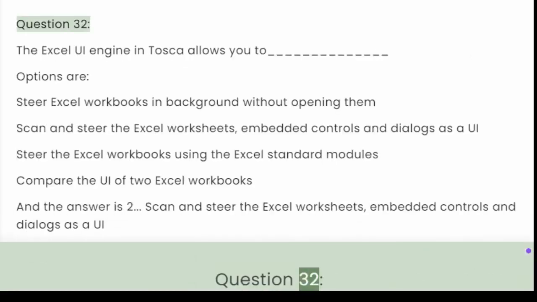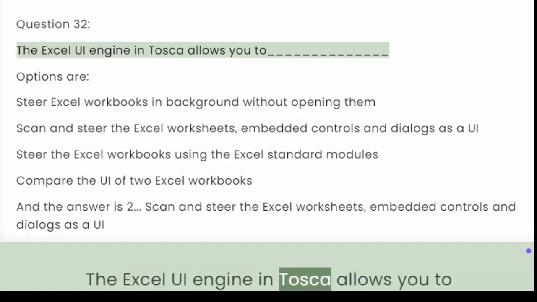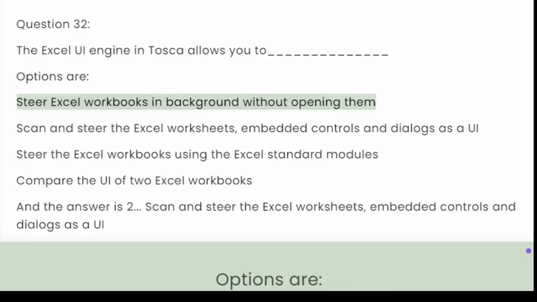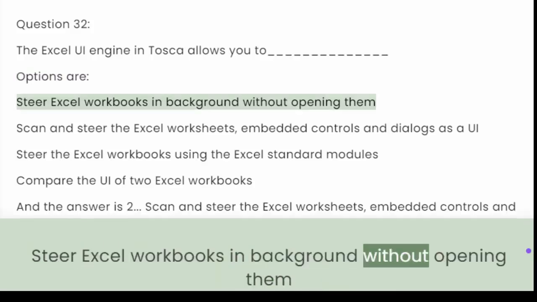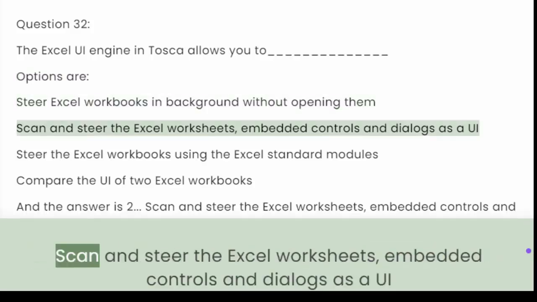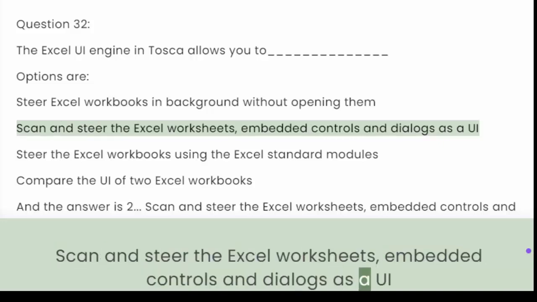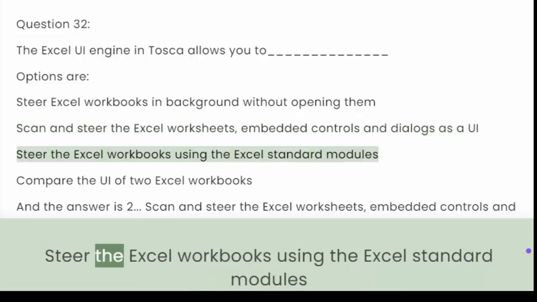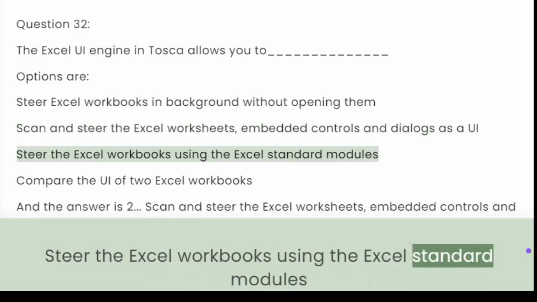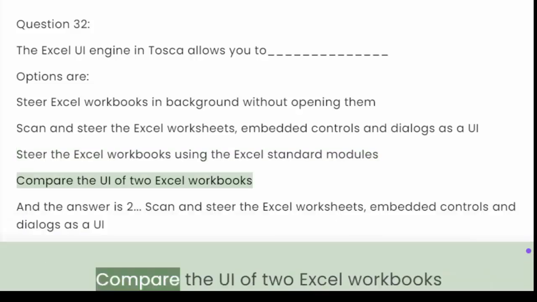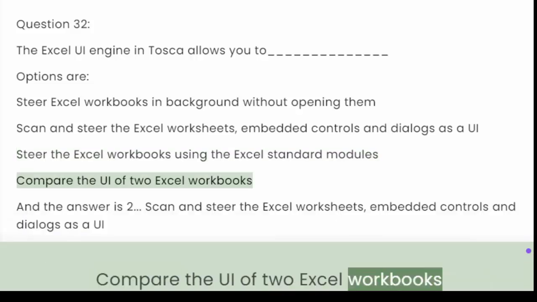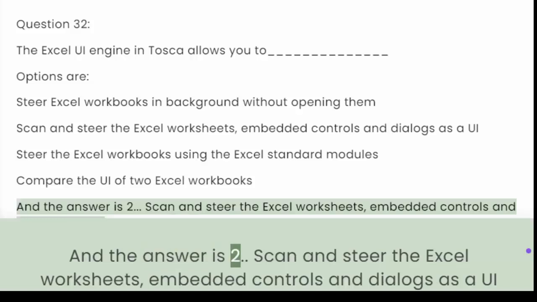Question 32. The Excel UI engine in Tosca. Options are: steer Excel workbooks in the background without opening them, scan and steer the Excel worksheets, embedded controls and dialogues as a UI, steer the Excel workbooks using the Excel standard modules, compare the UI of 2 Excel workbooks. And the answer is 2. Scan and steer the Excel worksheets, embedded controls and dialogues as a UI.